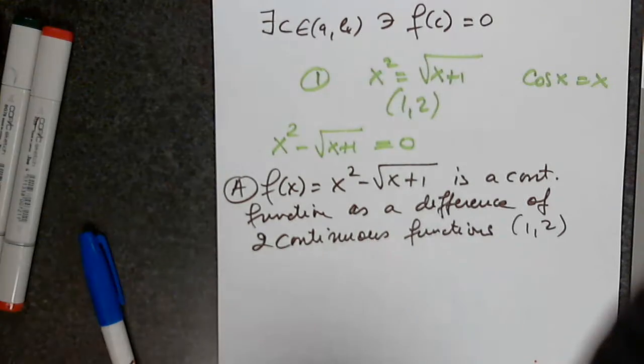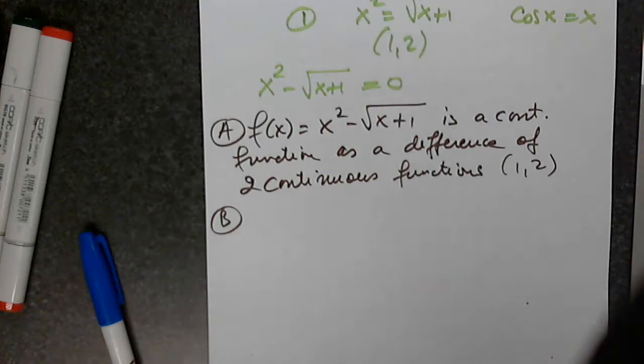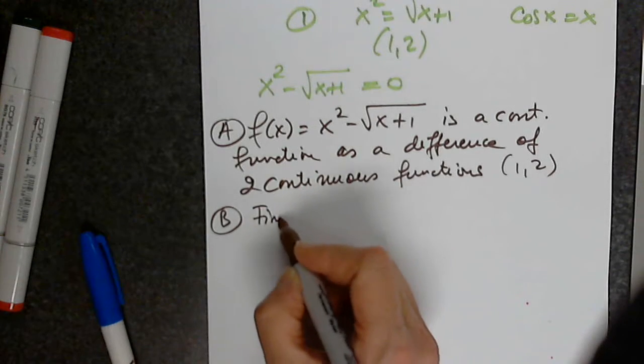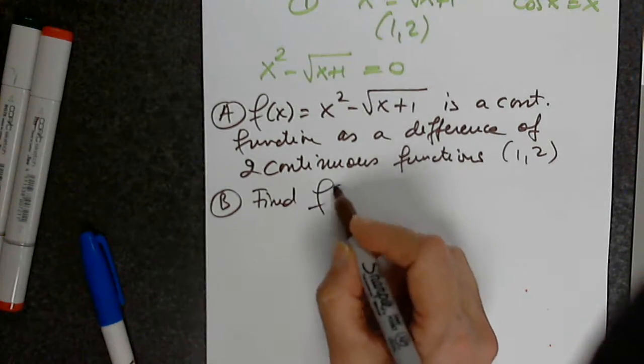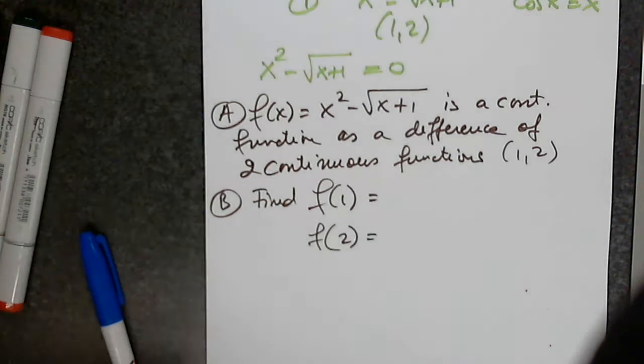The function is continuous. Now what is the second part without which I cannot conclude that there is a solution between 1 and 2? What do I have to do now? Find f of 1, exactly, and find f of 2. What has to happen now? What if they're both positive? Is there a solution between 1 and 2? No. What if they're both negative? Is there a solution between 1 and 2? No, because the continuous function doesn't have to go.